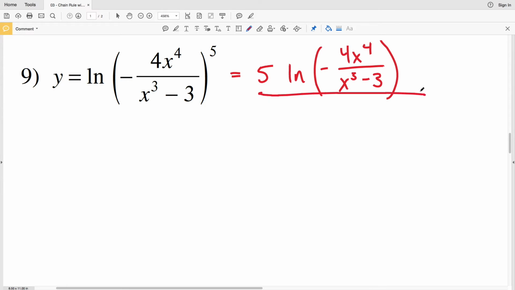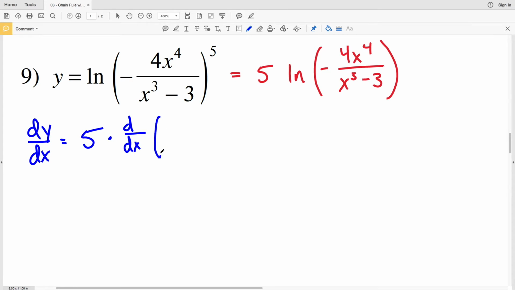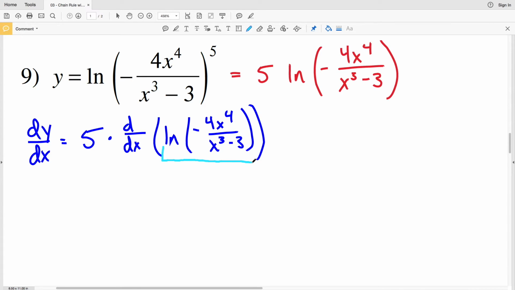Now when taking the derivative of this, we have 5 as a constant. So remembering the constant multiple rule, that will be multiplied by the derivative of the ln of negative 4x to the fourth over x cubed minus 3. Now when taking the derivative of that, we have to use the chain rule. So we're going to use our outside function, that's the ln function, and then our innermost function is negative 4x to the fourth over x cubed minus 3.